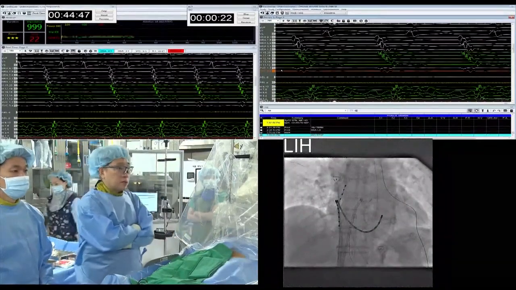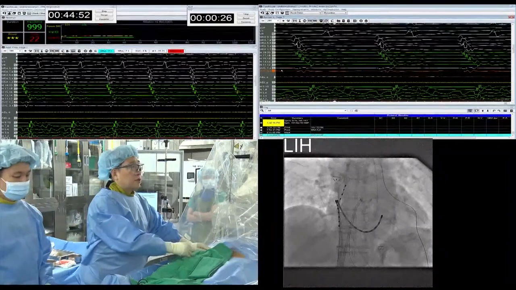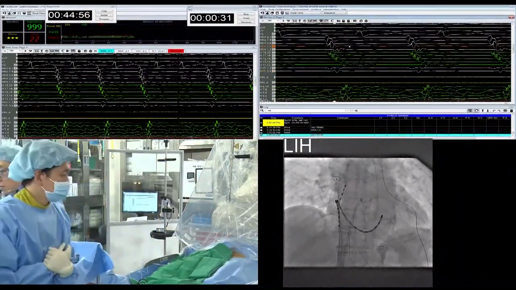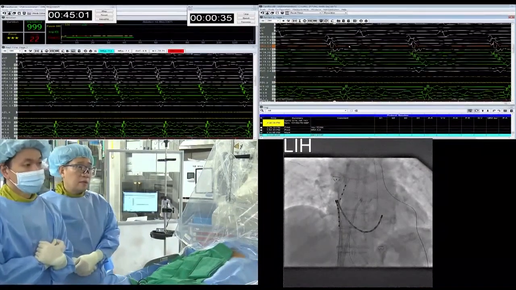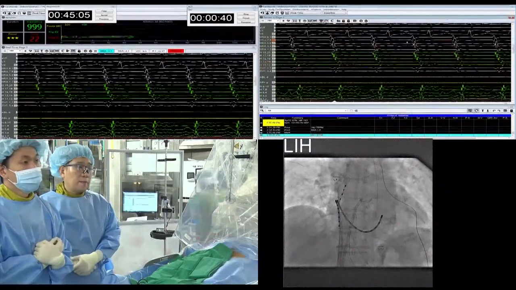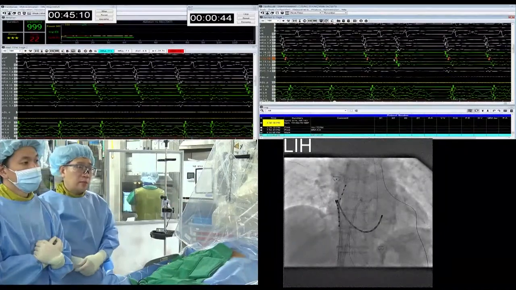And before finishing the procedure, I would like to recommend checking the cardiac silhouette. If the patient has a cardiac tamponade or hemopericardium after going back to the general ward, it can make a disaster. So please check the cardiac silhouette before finishing your procedure.